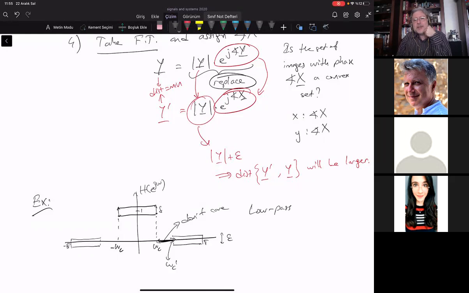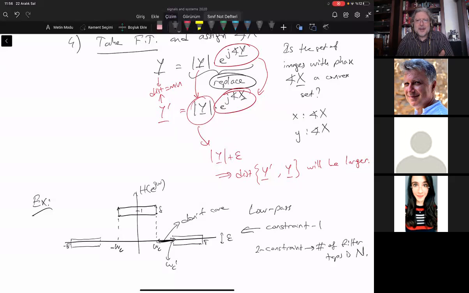The way to do this with projections onto convex sets is by a few constraints. The first constraint is this in the frequency domain. Call this constraint 1. The other one, the second constraint, is that the number of filter taps is capital N.